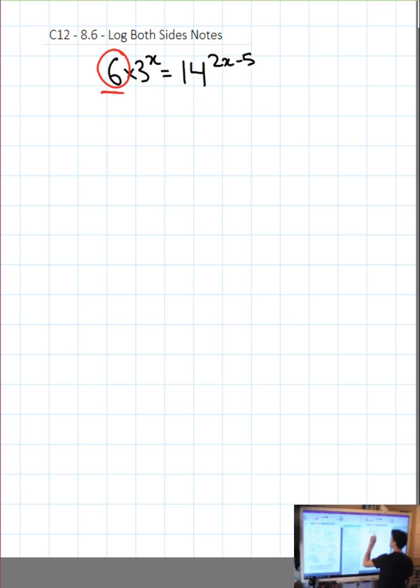And then another question may be, can we multiply this 6 by this 3 and call it 18 to the x? Well, for the same reason, 3 has an exponent of x. BEDMAS says we have to do exponents before multiplication. So again, we absolutely cannot do that multiplication. So we have variable exponents. It will be very helpful to log both sides.